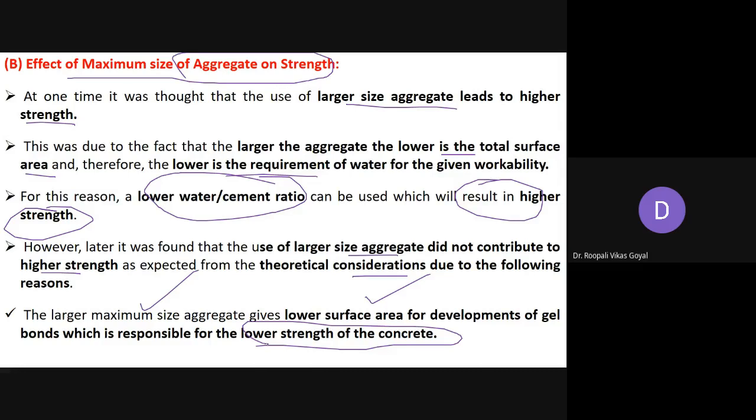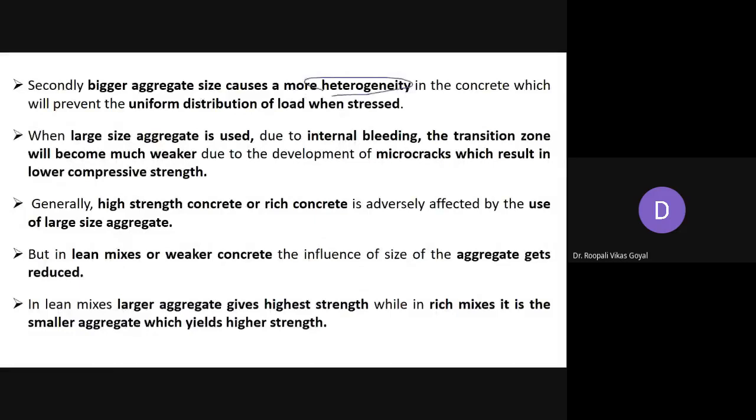Less surface area will be available for gel formation, and as you know, the CSH gel is basically responsible for the gain of strength. So that is why this will result in lower strength of concrete, not higher strength. Okay, so if the maximum size of aggregate is very large, it will not increase the strength but will decrease it. And secondly, bigger size aggregate causes more heterogeneity. The concrete structure becomes very heterogeneous, which will also prevent uniform distribution of load when we apply load. Okay, when it is being stressed.